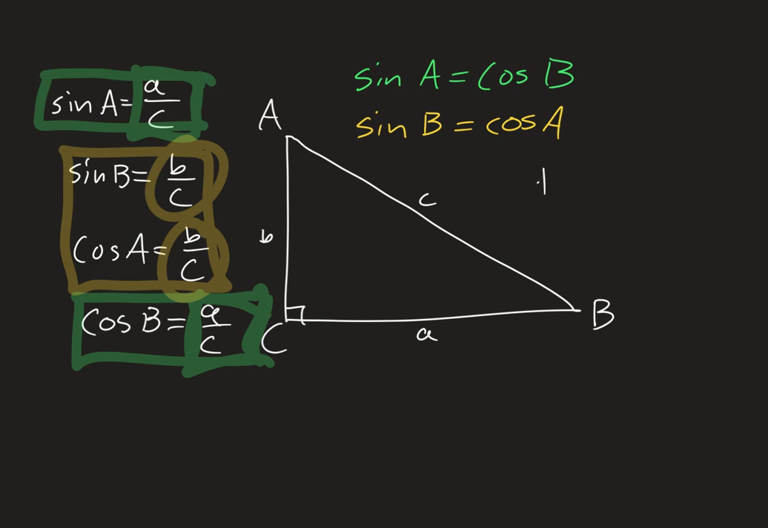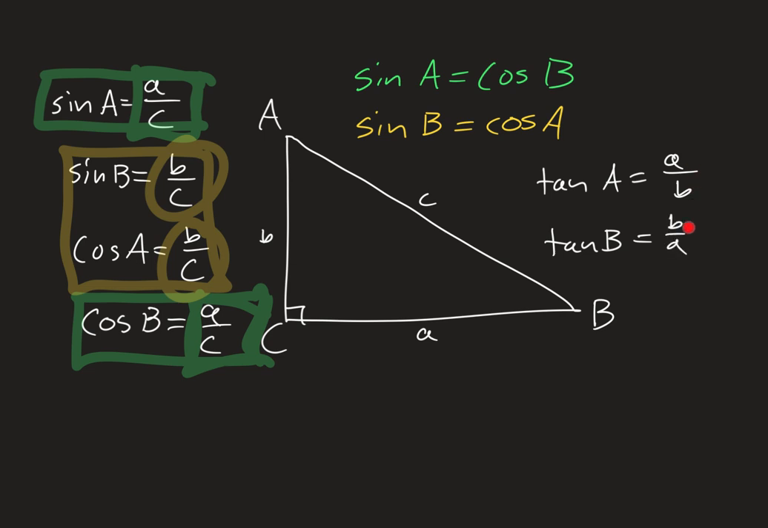There's another part to this. What if I was to talk about tangent? Tangent of A, well, tangent equals opposite over adjacent. So from A, the opposite is A, and the adjacent is B. What about the tangent of B? Tangent of B, that's the opposite of B, which is B, over the adjacent, which is A. So let's call it B over A.